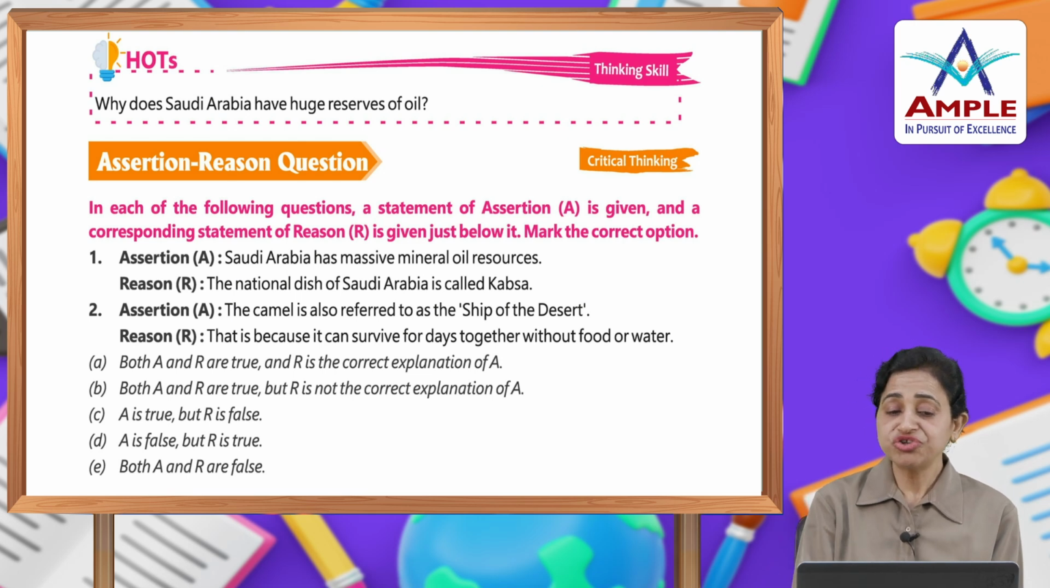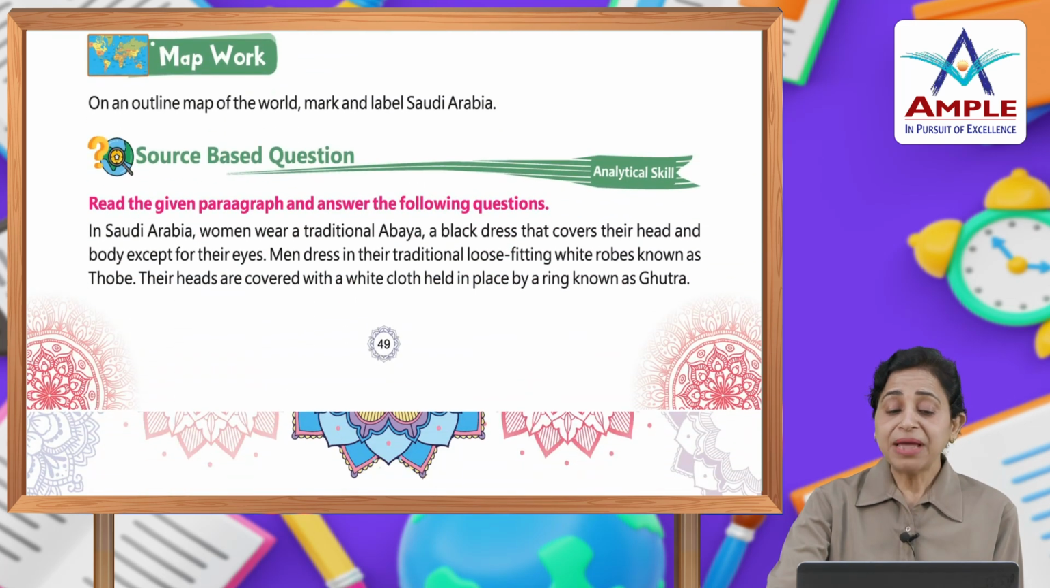Assertion, reason questions. In each of the following questions, a statement of assertion A is given and a corresponding statement of reason R is given just below it. Mark the correct option. Map work: on an outline map of the world, mark and label Saudi Arabia. Source based questions: read the given paragraph and answer the following questions.